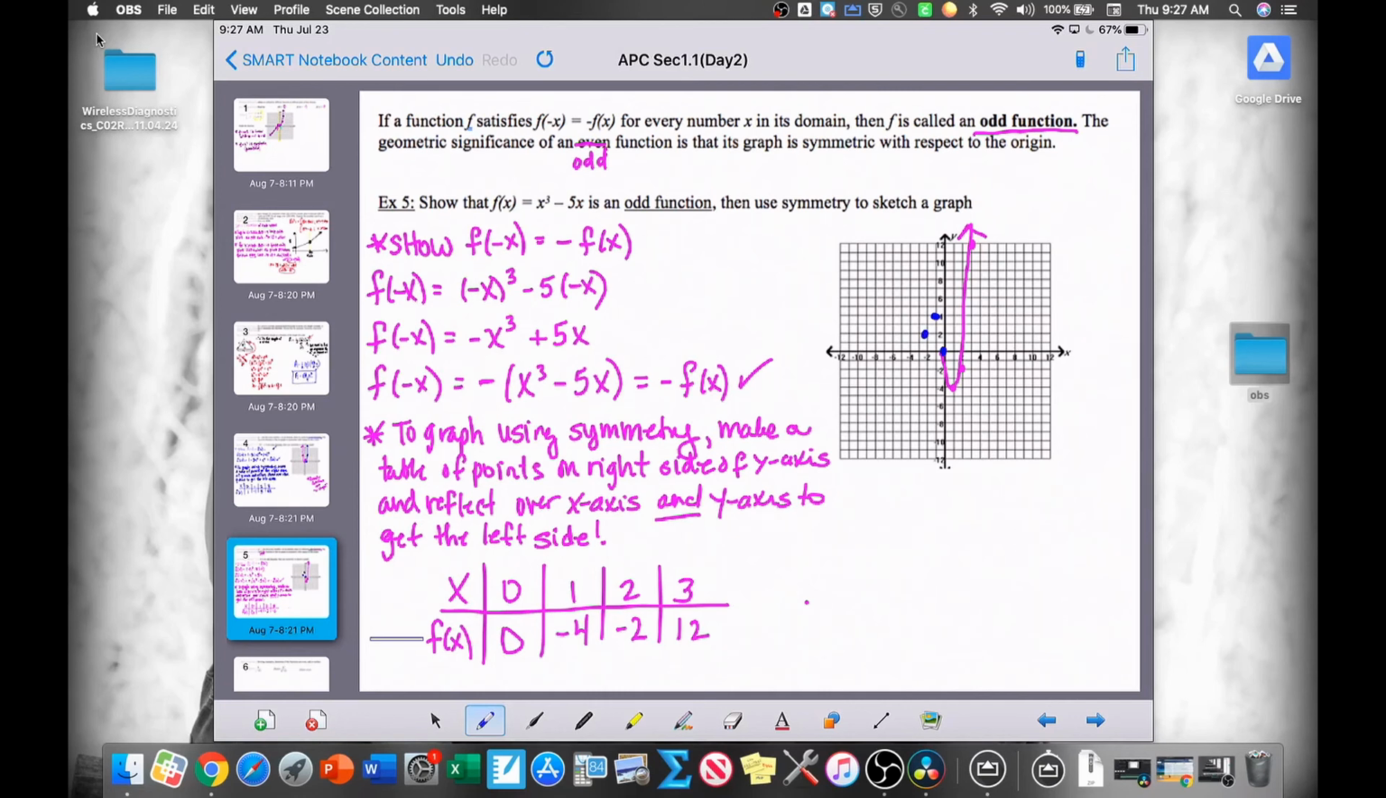If I reflect that over the x-axis, it would be at (3, -12). And then if I reflect that over the y-axis, it would be at (-3, -12). So right there. So the other half of my graph looks like that.